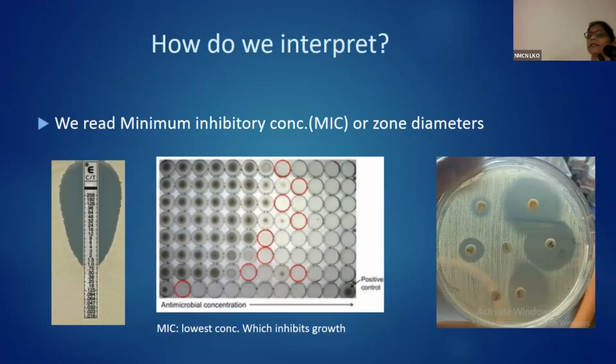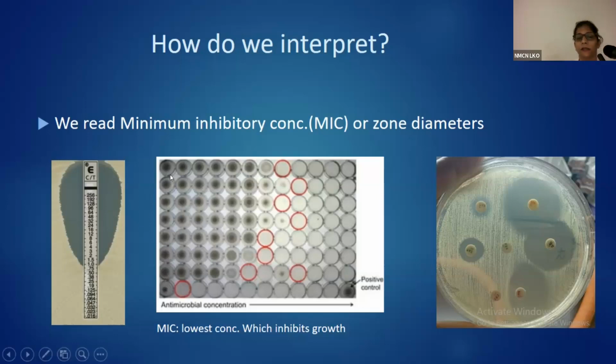So how do we interpret these susceptible or resistant categories? What we do is read MICs, that is the minimum inhibitory concentrations for an antibiotic for a particular isolate, or the zone diameters. In the middle picture, you can see there is a microtiter plate. The plate has 96 wells. Along the x-axis, we dilute the antibiotic serially, so the antibiotic concentration decreases along the x-axis. After adding the antibiotic at different concentrations, we add the bacterial inoculum as well. And then we incubate it overnight and look visually for the growth.